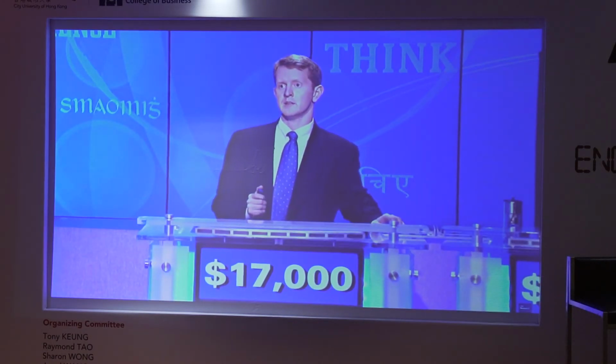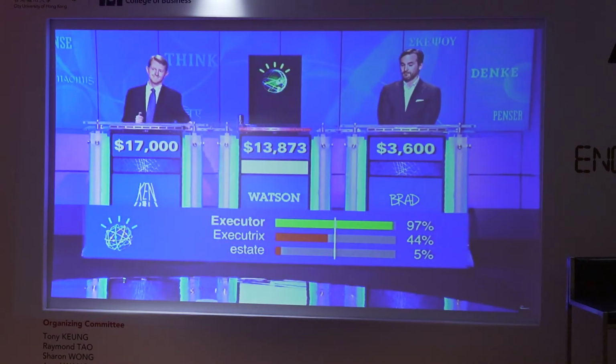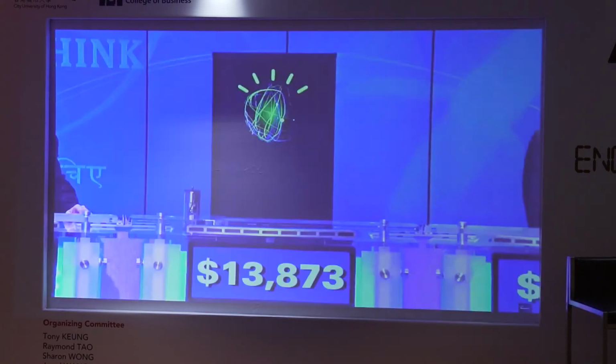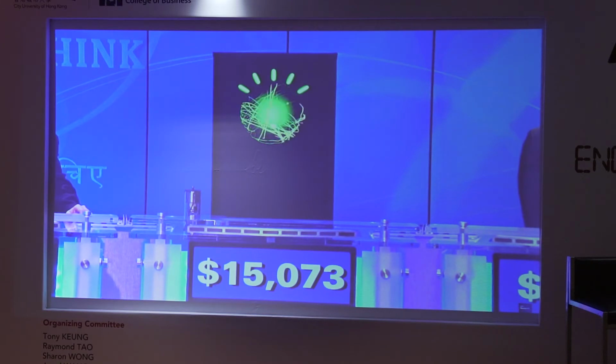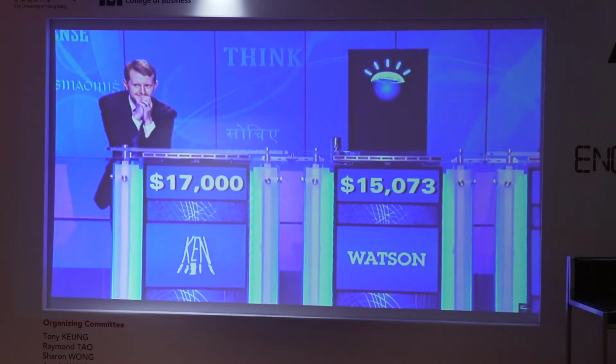Let's go to legal ease for 1200. Watson. What is executor? Right. Same category, 1600. Answer. There you go. That was the moment when I knew it's over.